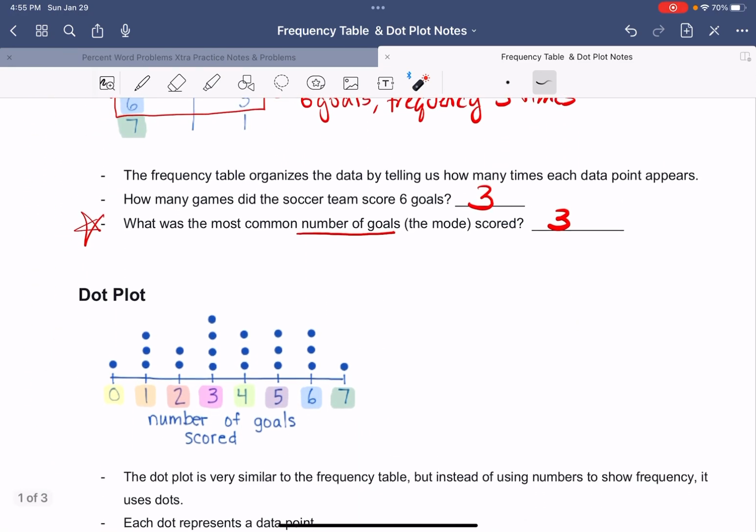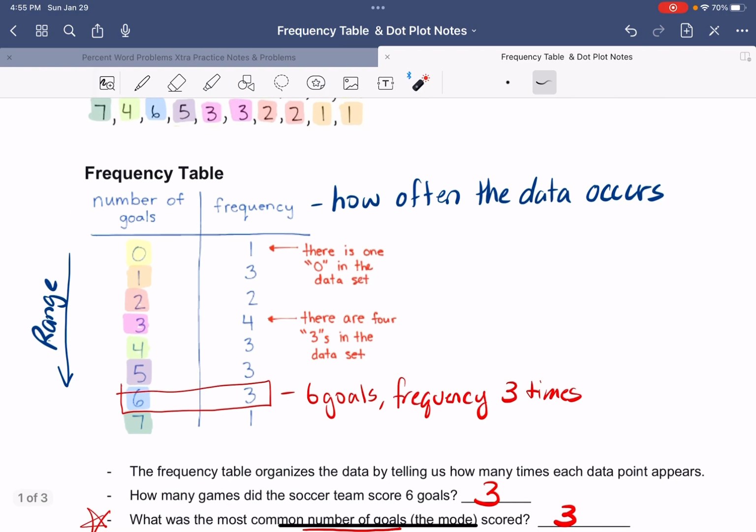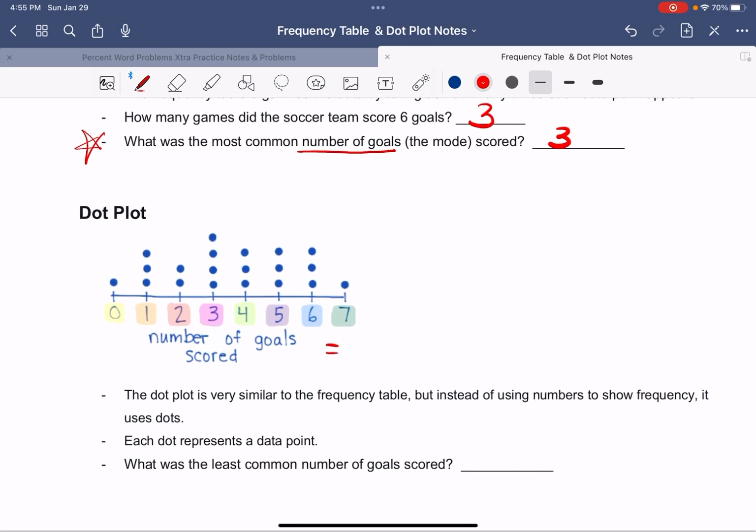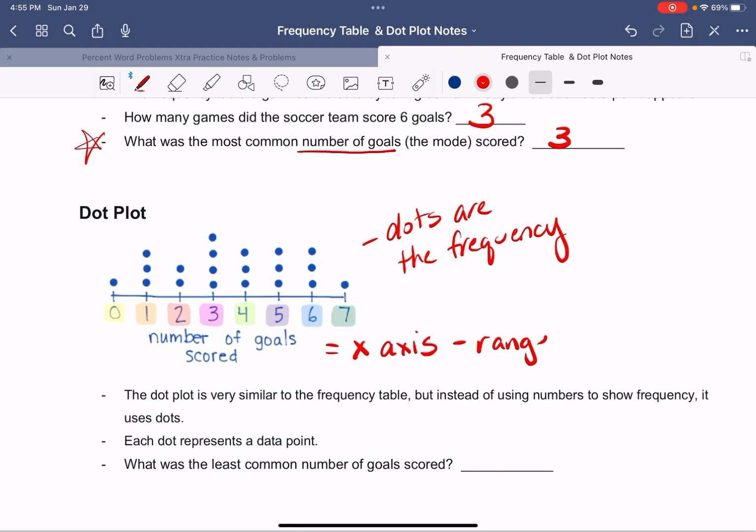So this number of goals scored, I want you to notice, this is our x-axis right here. So you can write x, okay? This is our x-axis, okay? It is not the frequency. Your dots are the frequency on the table, okay? So make sure you're noticing that 0 through 7 is our range, and then the dots are how often those numbers occur within that range, okay? So each dot represents a data point.